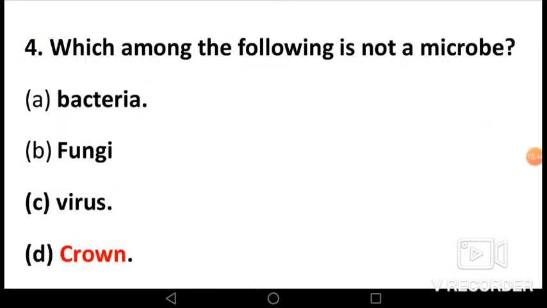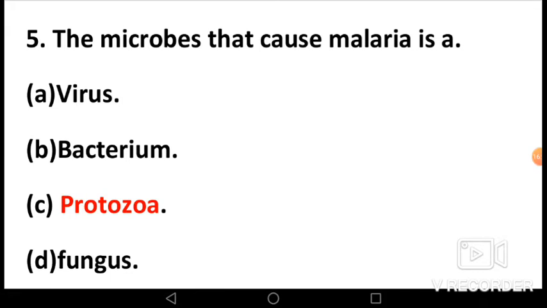Fourth, which among the following is not a microbe? We know there are 4 types of microbe: virus, bacteria, fungi and protozoa. Crown is not a harmful microbe. Fifth, the microbe that causes malaria is, here 4 options. 4 of the options are harmful microbes. From those options, protozoa causes malaria and food poisoning.